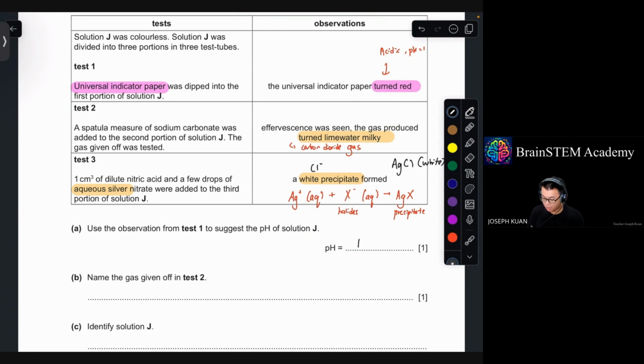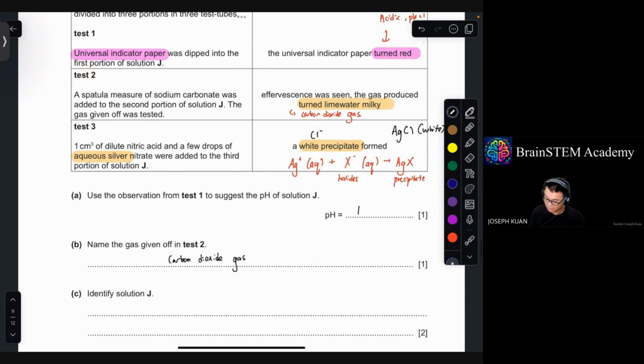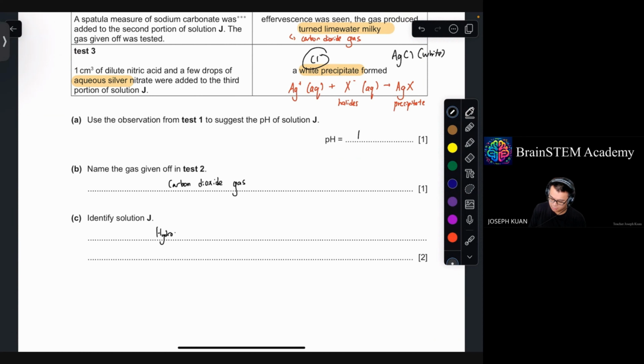B. Name the gas given off in test 2. That is actually carbon dioxide gas. And C. Identify solution J. So the acid contains chloride ions. That will be hydrochloric acid. Or you may say this solution contains H plus ions, which are acidic ions, and chloride ions.